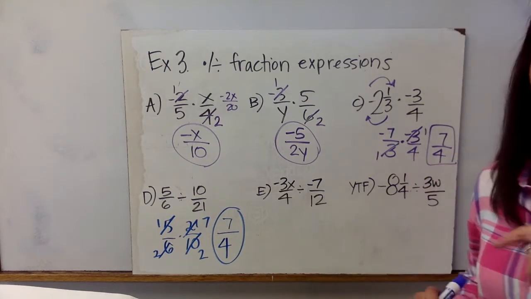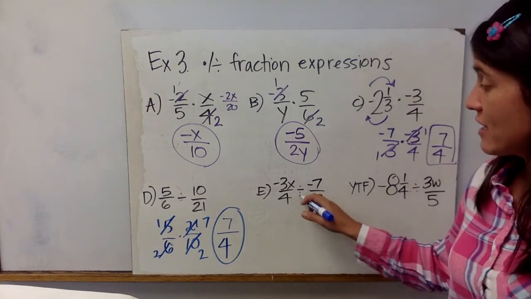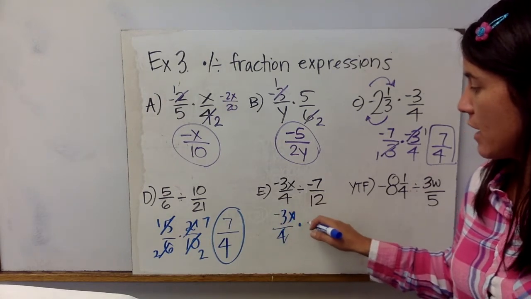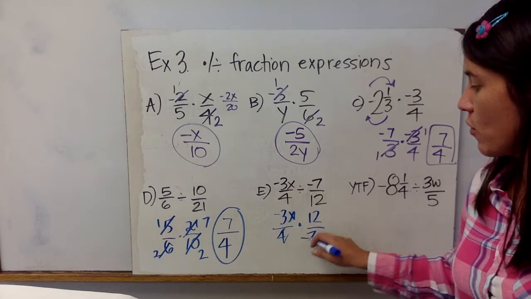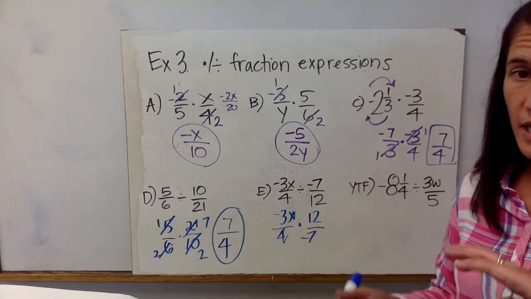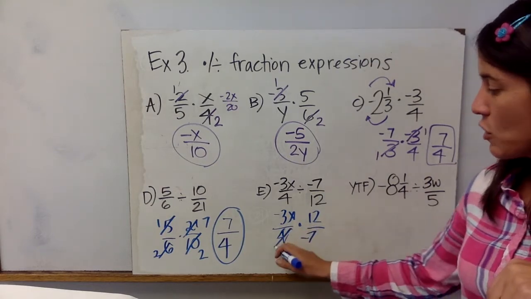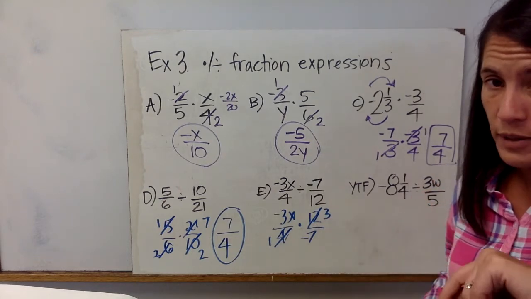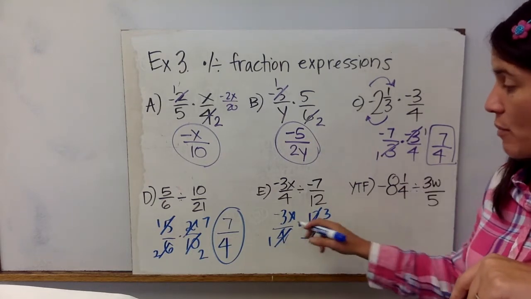All right, now we have a variable. Example E is a division problem. So I'm going to multiply by my reciprocal. So I've multiplied and then I've flipped it upside down. I see some cross simplifying I can do. I divided them both by 4. Now I'm going to multiply.